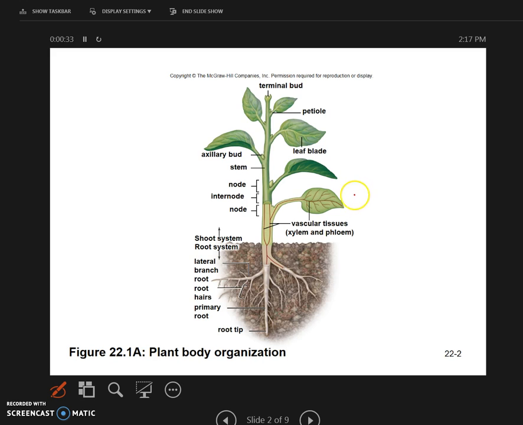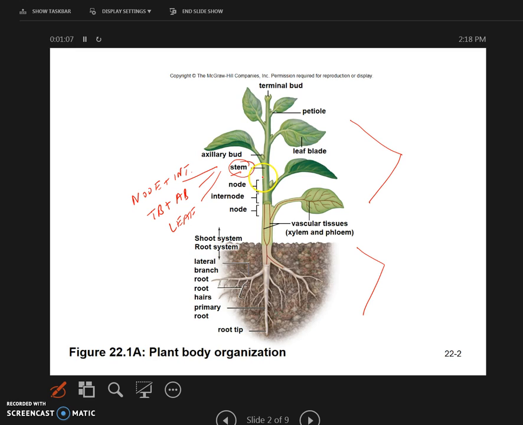Alright, here is a typical plant body organization. Plant body is made up of a shoot system and root system. The shoot system includes the stems, the leaves, as well as the flowers. A typical stem has three features. It has node and internode. It has buds, that means terminal bud and axillary bud, and it has leaves. It can be modified leaves, but this is a typical feature of a stem.